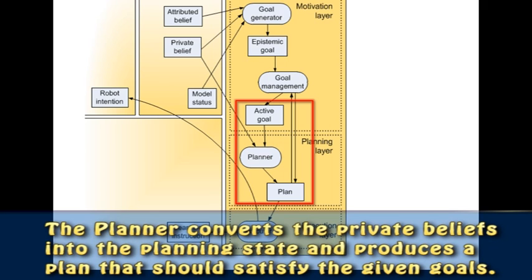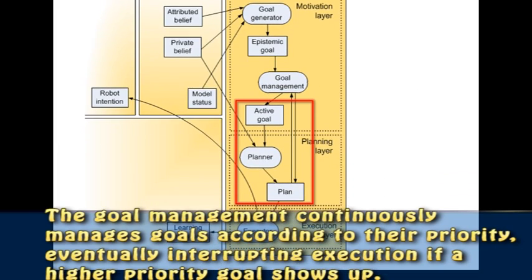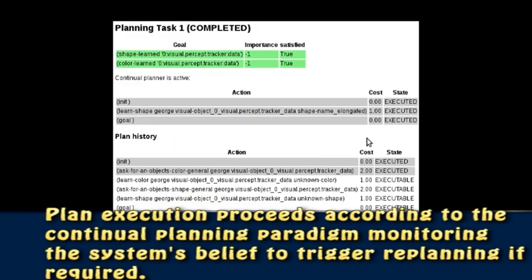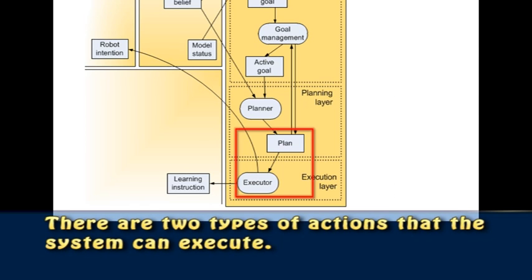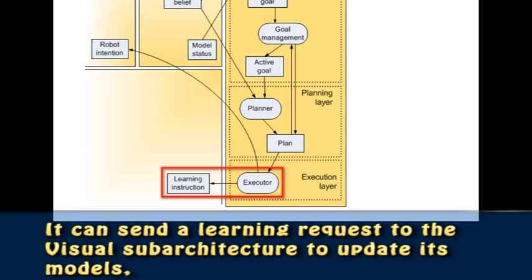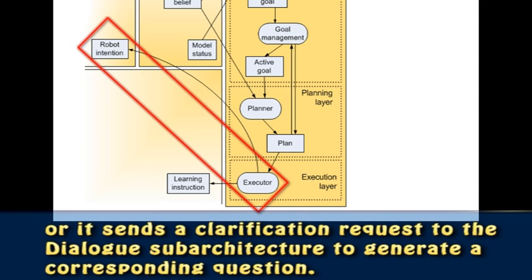The planner converts the private beliefs into the planning state and produces a plan that should satisfy the given goals. The goal management continuously manages goals according to their priority, eventually interrupting execution if a higher priority goal shows up. Plan execution proceeds according to the continual planning paradigm, monitoring the system's belief to trigger replanning if required. There are 2 types of actions that the system can execute. It can send a learning request to the visual subarchitecture to update its models, or it sends a clarification request to the dialogue subarchitecture to generate a corresponding question.